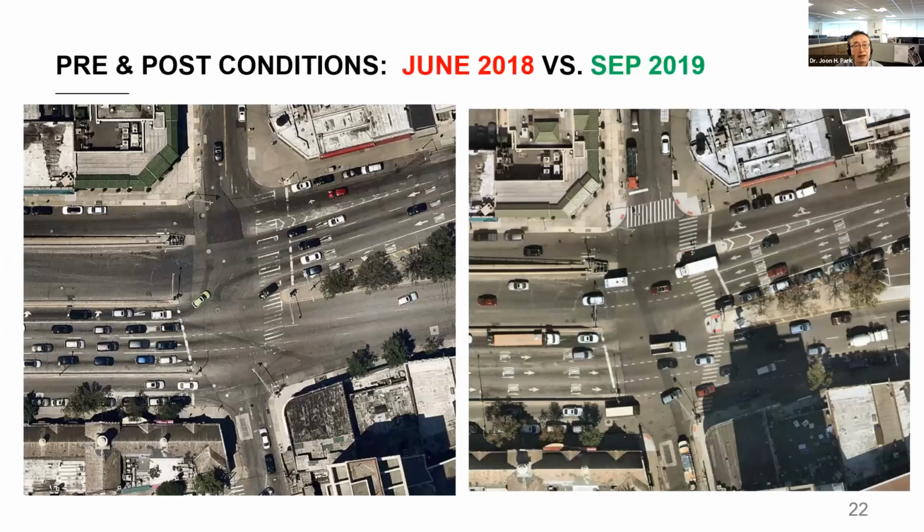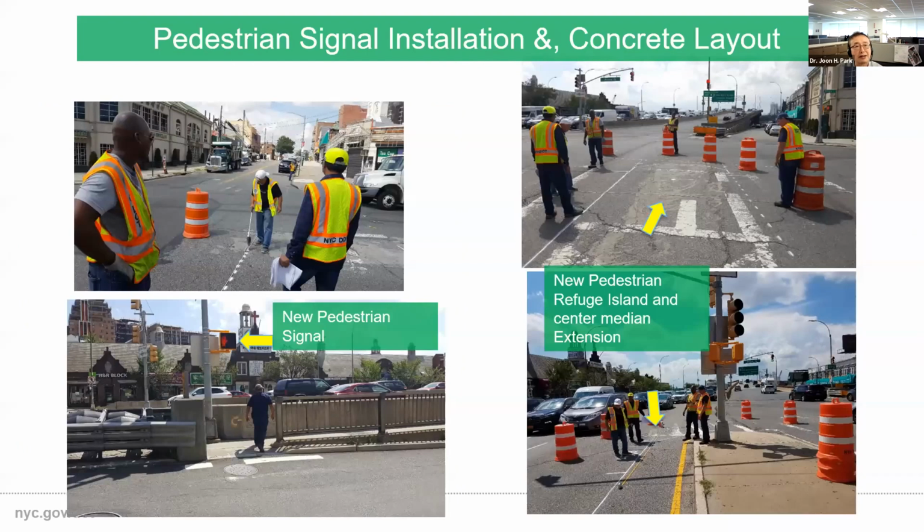This is some of the slides I would like to share with you. This one is from June 2018, and you see the long distance people have to cross. It's not easy for seniors and children to cross the street. Basically, we provided a refugee island, widened the center median, provided the signal over here, and a high-visibility crosswalk. Technically, this is the signal installation provided. This portion is what we extended. We have a field building. This is a sort of concrete layout of how to improve the location.